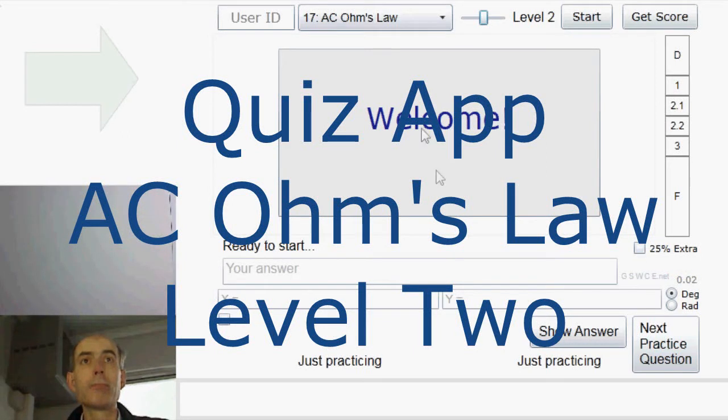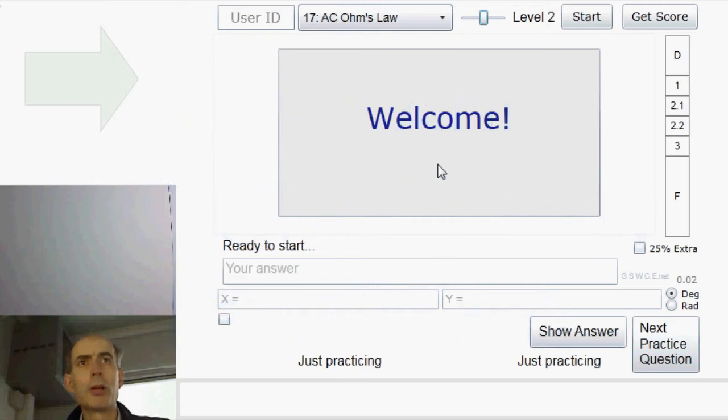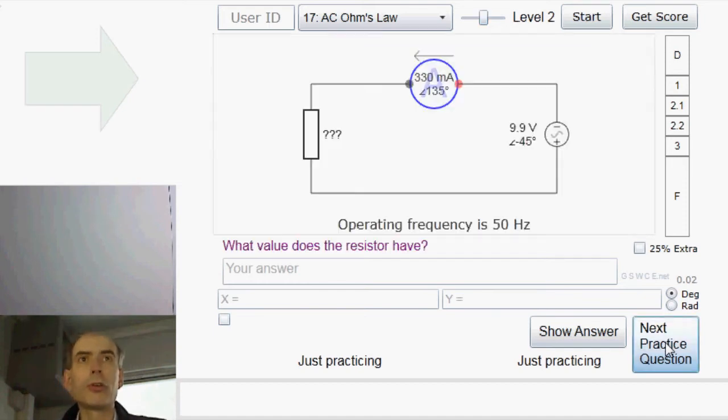Hello, this time AC Ohm's Law Level 2. In fact, the problems here are not that different or more difficult than the Level 1 problems. It's just that inductors are used more often. Here, what value does the resistor have?